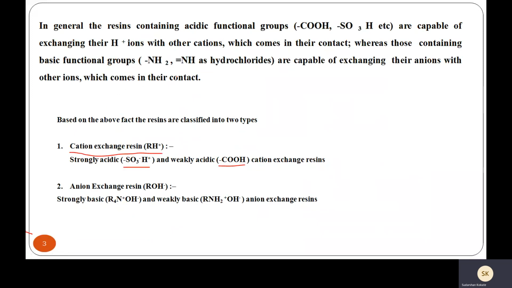Then the second one is the anion exchanger resin. This anion exchanger resin has the capacity to replace OH- ions. The anion exchanger resin can easily exchange its OH- ions with the anions present in water, therefore it is known as anion exchanger resin.